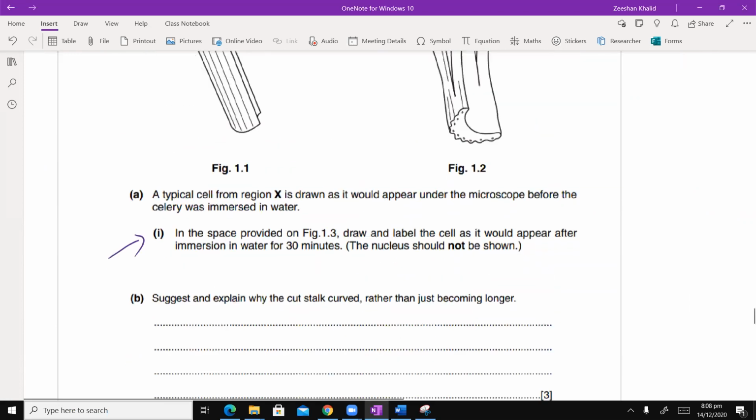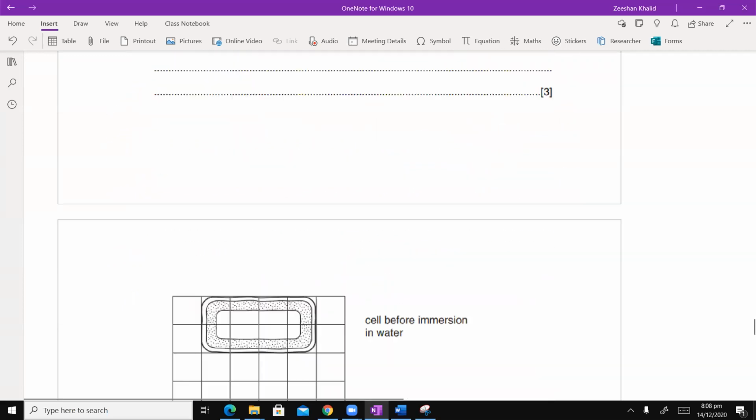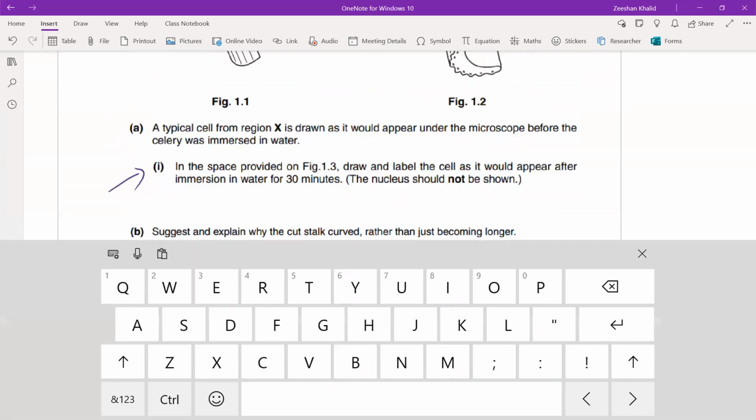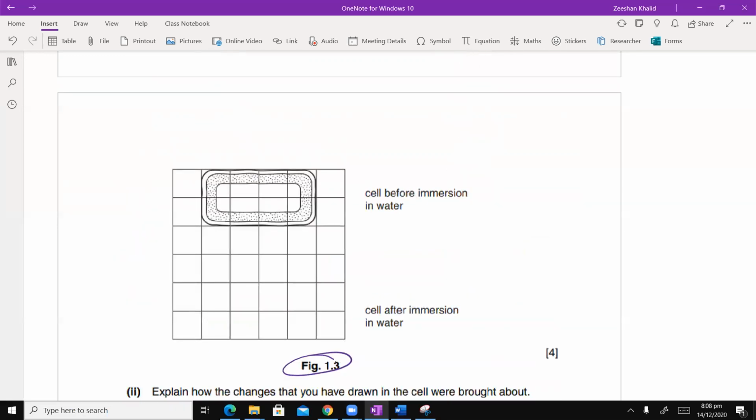उसने आपको कहा हुआ है कि draw and label a cell as it would appear after immersion in water for 30 minutes. Okay, तो हमें पता है, वो कह रहा है this nucleus should not be shown. Nucleus उसने show नहीं किया हुआ. अब इस सेल को हमने वाटर में डाला है, in pure water.